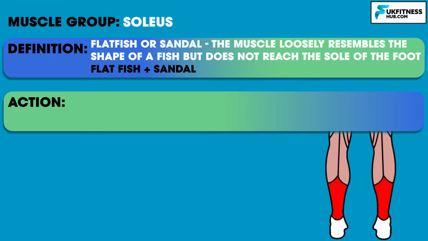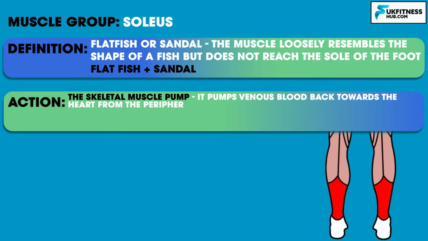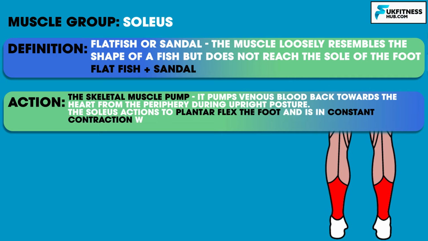The soleus is known as the skeletal muscle pump due to its responsibility for pumping venous blood back towards the heart from the periphery during upright posture. The soleus acts to plantarflex the foot and is in constant contraction as we stand to prevent the body from falling forward at the ankle joint. Most sports that require running and jumping will utilize the soleus muscle.